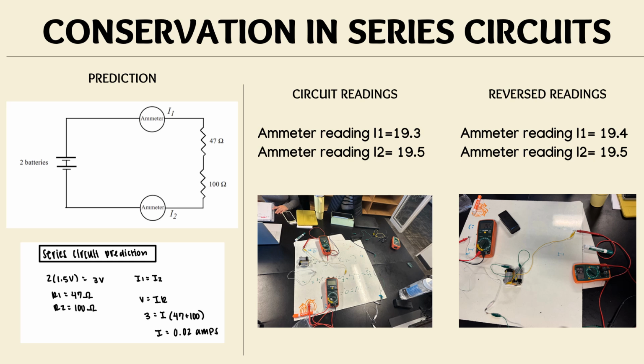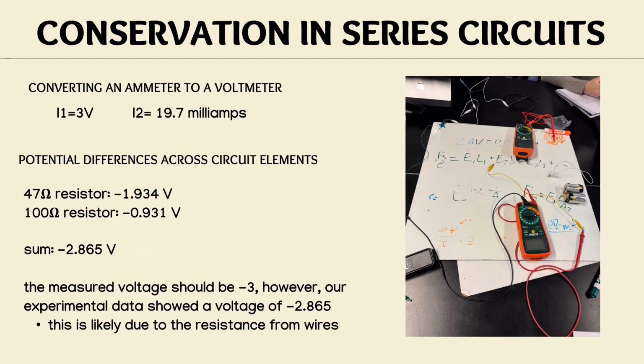Then we reversed the direction of the current, and the ammeter reading was then 19.4 milliamps for I1, and I2 was 19.5 milliamps. In the last scenario, we were using two ammeters, and in this scenario, we're converting one of them to a voltmeter. So I1 is now reading 3 volts, and I2 is reading 19.7 milliamps.